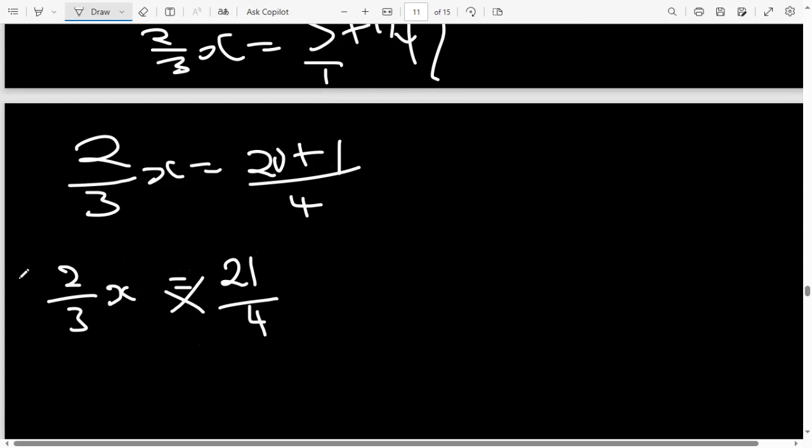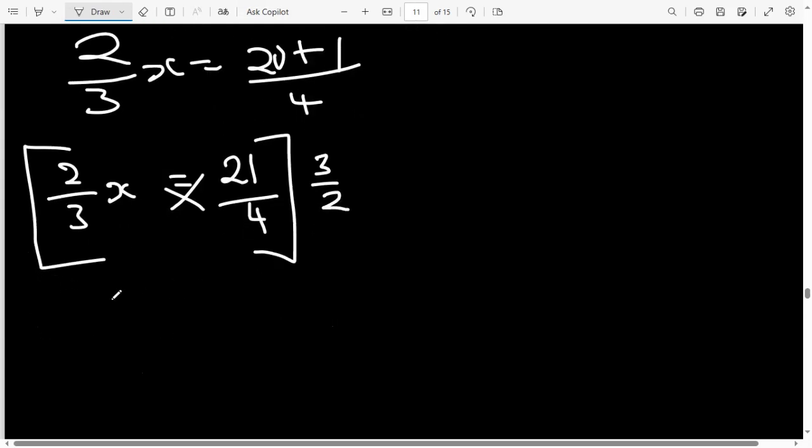Okay, so if you multiply this side by 3 over 2, it means the 3 over 2 is going to cancel. So let's do that. Let's multiply both sides by 3 over 2. So if I multiply 2 over 3 by 3 over 2, it means they're going to cancel. So we're just going to remain with what?